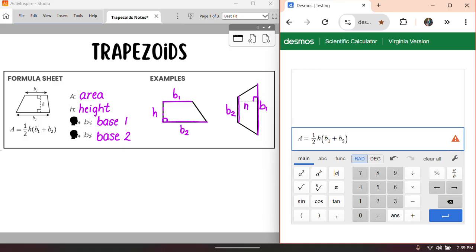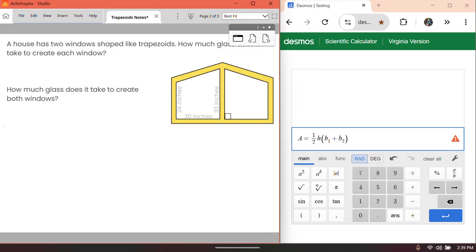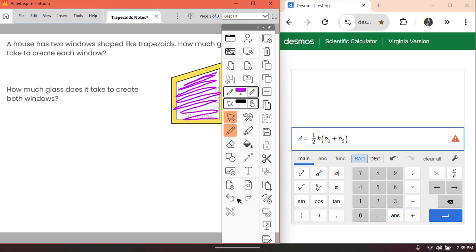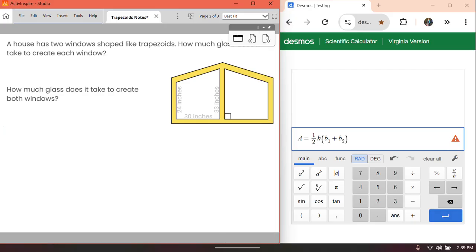Let's go look at our examples. Ooh, this one has two questions. Okay. This says a house has two windows shaped like trapezoids. How much glass does it take to create each window? So if I'm talking about glass, I'm talking about covering this entire space. So that is definitely telling me that I need to be using the area formula. And I don't have to write it again because it's right there in my Desmos. But the more times I write something, the more comfortable my brain is going to be with it.